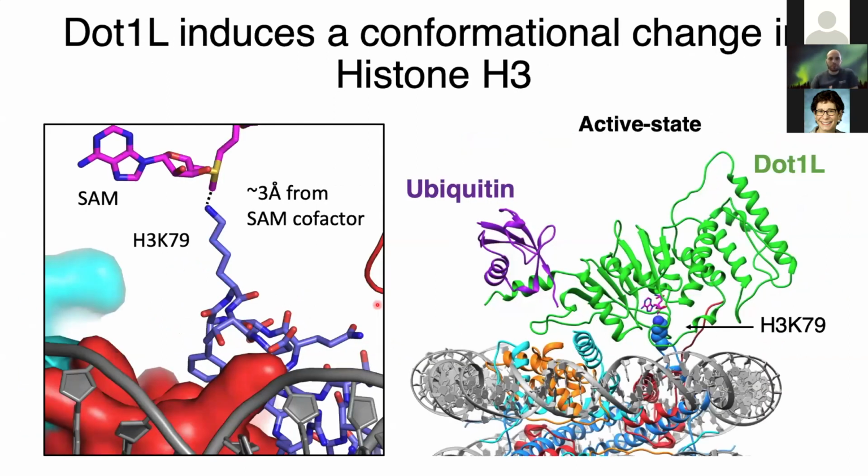Now, the outcome of this conformational change is that this H3K79 side chain comes within striking distance of the SAM cofactor. Now, we don't actually have a H3K79 in this structure because this was a norleucine mutation that allowed us to capture the state. But when I modeled in a lysine side chain here, it seems like a lysine here would come within 3 angstroms of this SAM cofactor, which is now close enough to support methyl transfer.